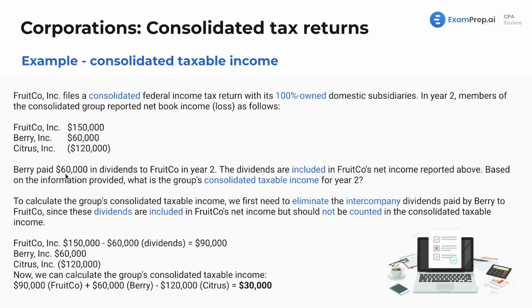Now you see the $60,000. It's just a coincidence. I mean, in reality, not a coincidence. It makes sense that Berry might always distribute all of their income to Fruitco as dividends, but that doesn't have to be the case. If Berry had $75,000 of income, maybe they would distribute $75,000, or maybe they would still do 60. It depends. There's no rule saying it has to be fully distributed, but I'm pointing out that's what we could be looking at, so you can consider that and maybe not get tripped up by it on another type of question.